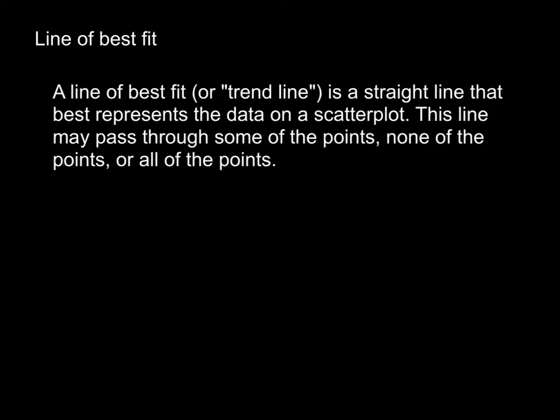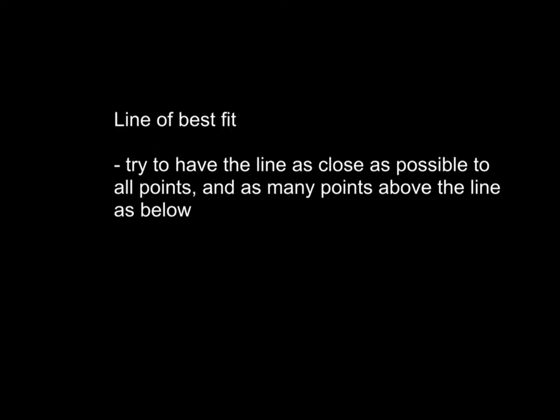So the line of best fit, or a trend line, is a straight line that best represents the data on a scatter plot. So they're only with a scatter plot. This line may pass through some of the points, none of the points, or all of the points. And we're going to use our graphing calculators to find this, because we're going to be using the graphing calculators with these dots, and to go from there. All right, line of best fit. You're going to try to have the line as close as possible to all points and as many points above the line and below.